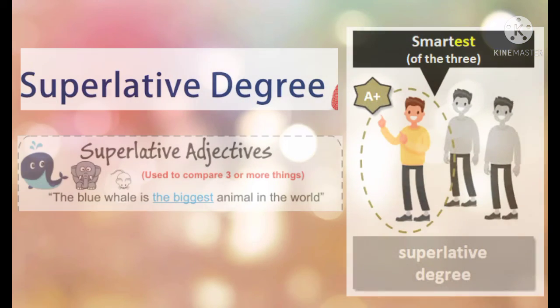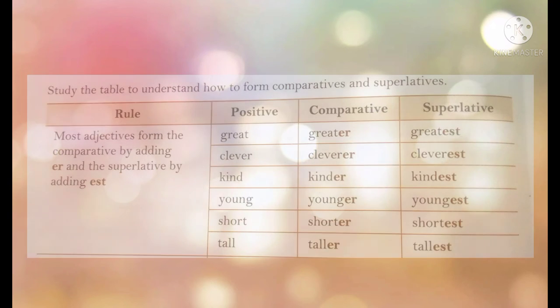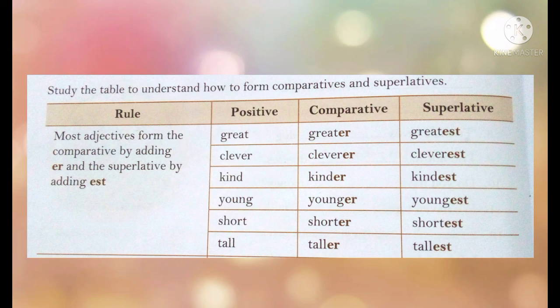Now children, let us see the third degree of adjective, that is superlative degree. We use superlative degree when we compare 3 or more people or things. For example, Rohan is the tallest of all. Now children, let us study the table to understand how to form comparatives and superlatives.